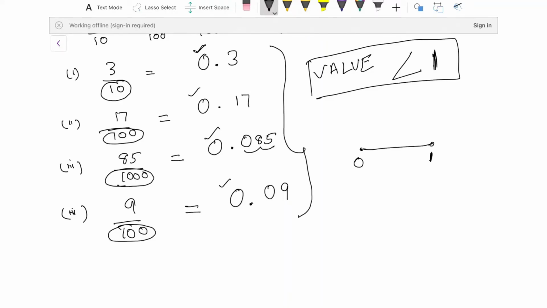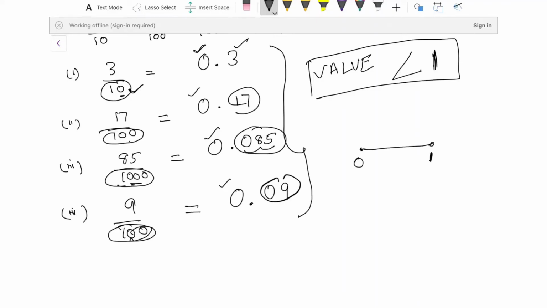So you have to look at the denominator, and if it is 1 zero, that means there is only one digit after the decimal point. If it is 2 zeros, you will have 2 decimal places. If it is 3 zeros, you will have 3 decimal places. If it is again 2 zeros, you will have 2 decimal places. So this is how you can convert a proper fraction to decimals.